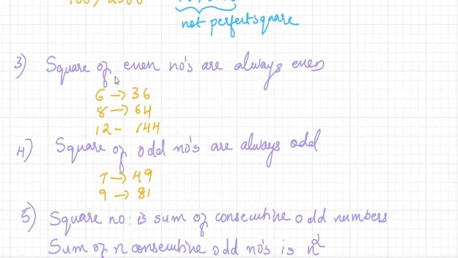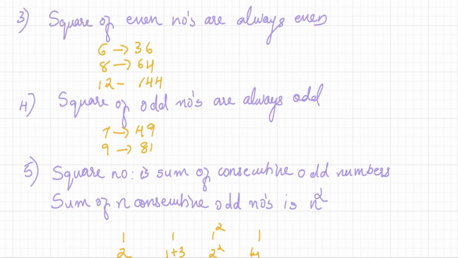Now property number 3: squares of even numbers are always even. For example, 6, its square is 36. 8 is an even number, its square 64 is also even. 12, its square is 144, also even. Now the next property is that squares of odd numbers are always odd. That is, the square of 7 is 49, an odd number. 9, its square is 81, an odd number.